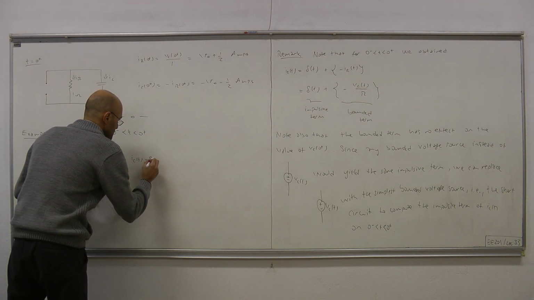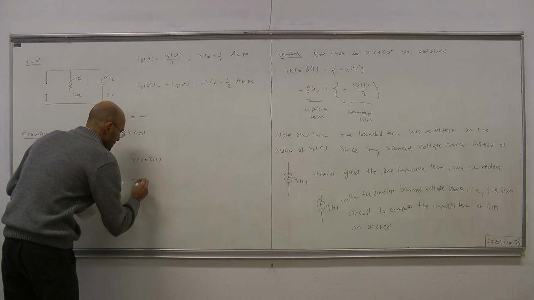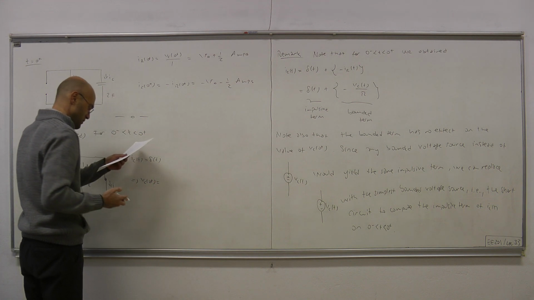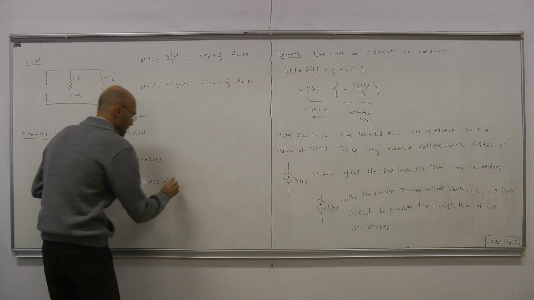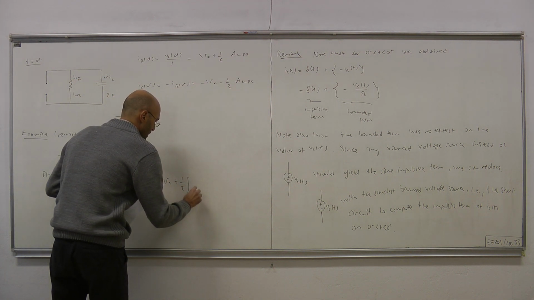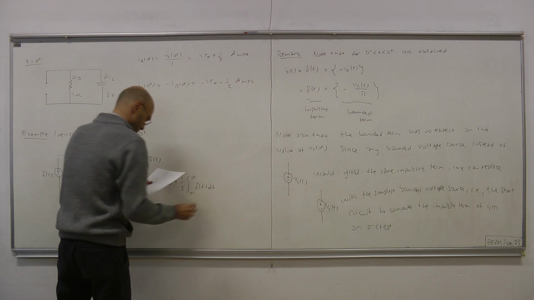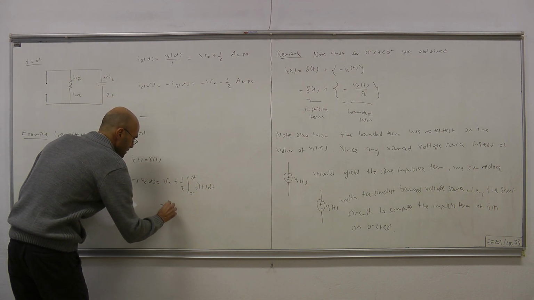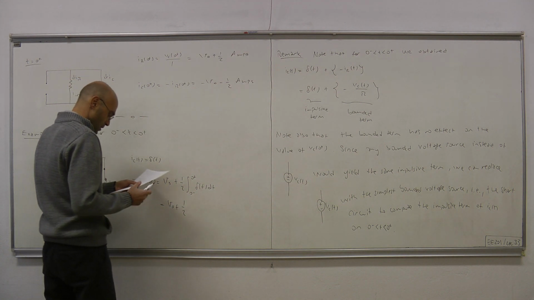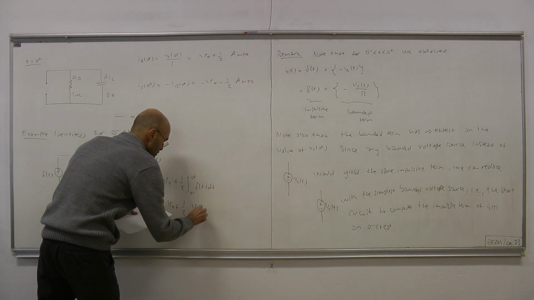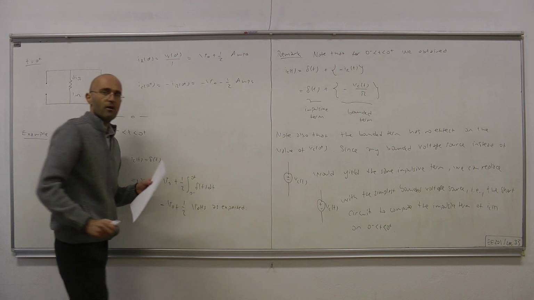i_C(t) equals delta(t), the impulse, and that yields v_C(0+) equals v_C(0-), which is V0, plus 1/2 times the integral from 0 minus to 0 plus of i_C, which is delta(t) dt. And that's V0 plus, the result of that integration being 1/2. Same as before.